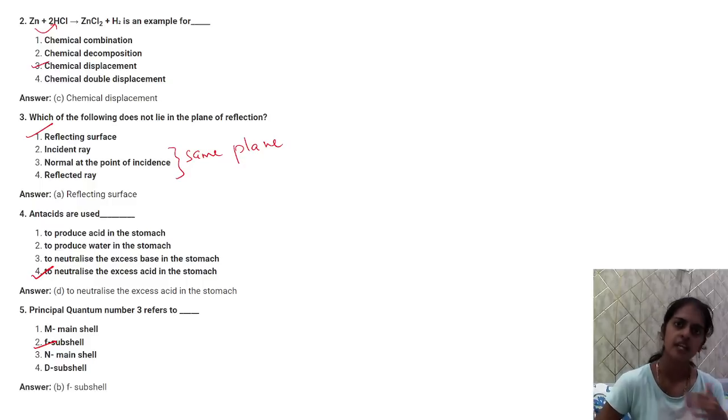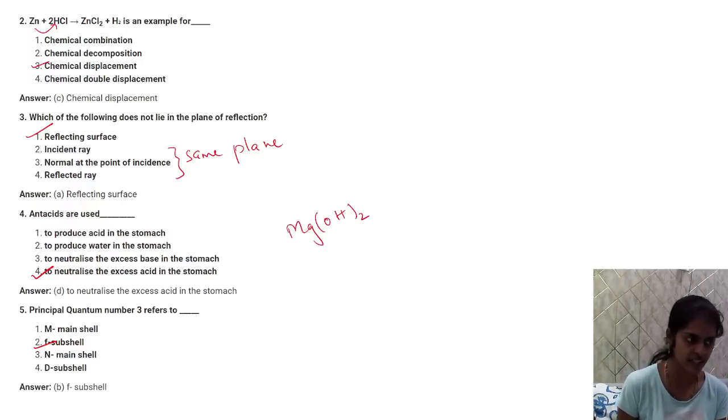Antacids are used to neutralize the excess acid in the stomach. And which antacid we have learned? Magnesium hydroxide, milk of magnesia. We have learned this, we have discussed.